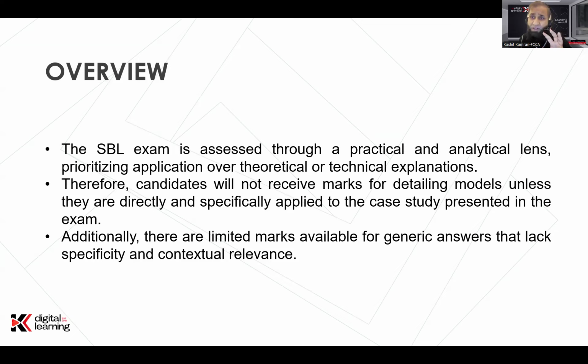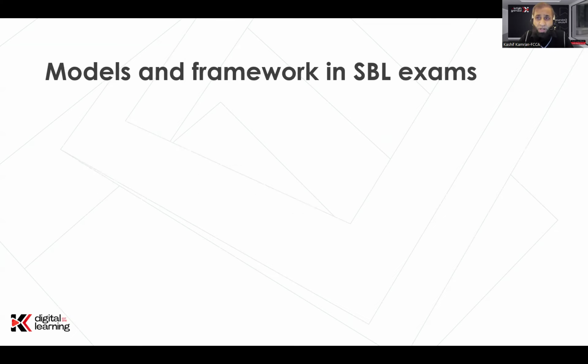Now let's come to the main agenda of this discussion today. We just built a perspective, and in this perspective, we'll be looking at the requirements in the SBL paper to understand when and when not to use a model in the paper. Now, this is very important, and then I'll show you a glimpse of the past papers.